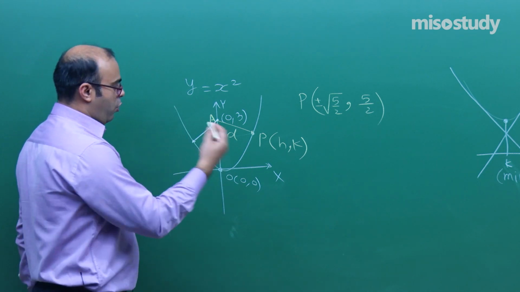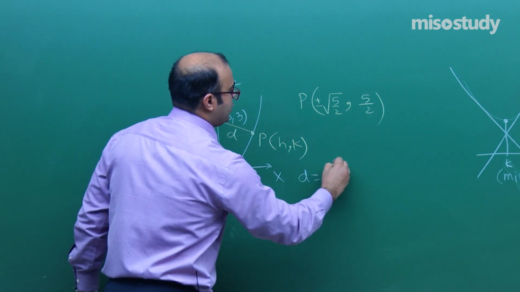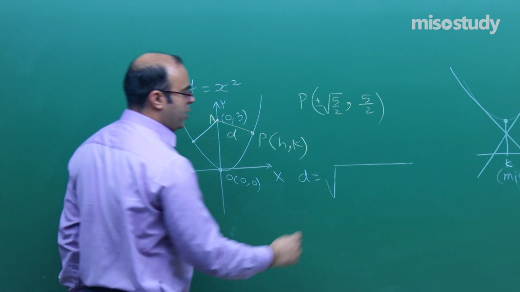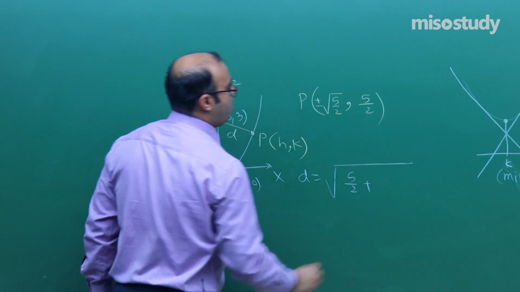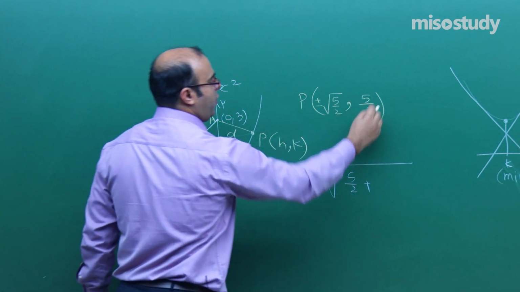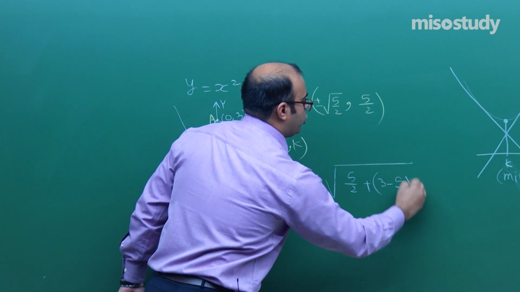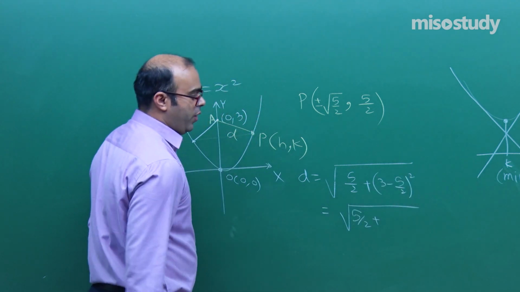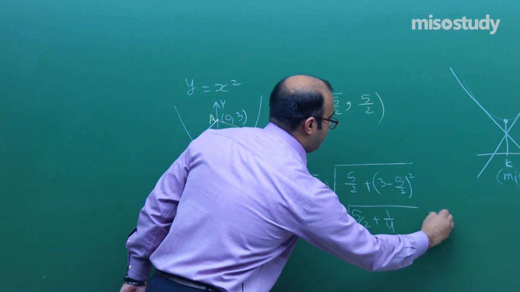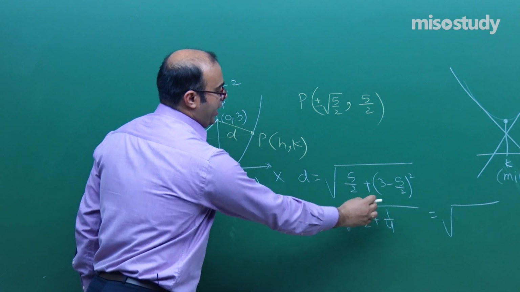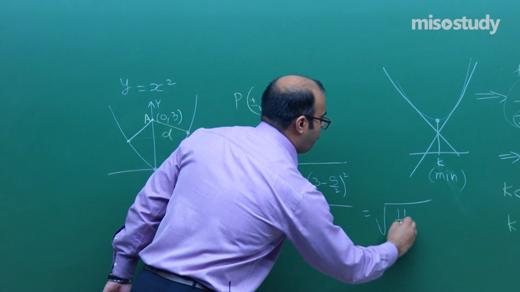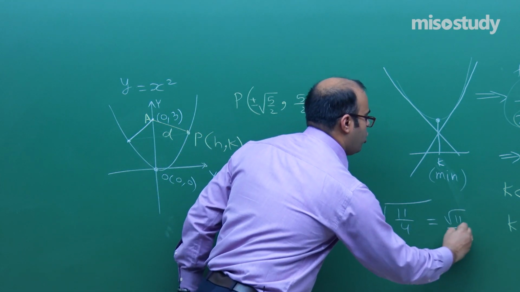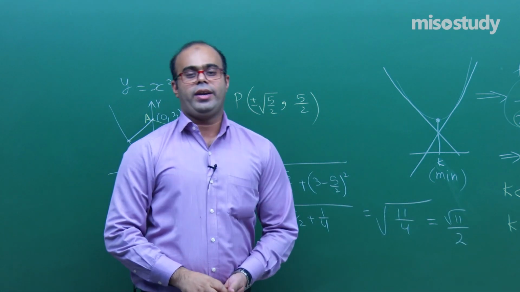What is the distance? If you want to find the distance also, you can find d is equal to root over (0 minus plus minus root 5 by 2) whole square, that will become 5 by 2, plus (3 minus 5 by 2) whole square. So this will become root over 5 by 2 plus 6 minus 5 plus 1 by 4, and you can further simplify it. This will become 10 plus 1, 11 by 4. This will be equal to root over 11 by 2. So the minimum distance is root over 11 by 2.